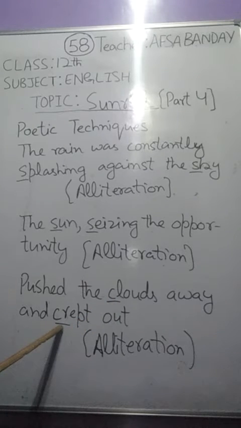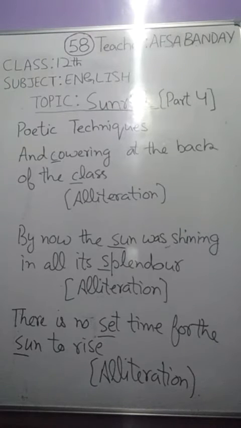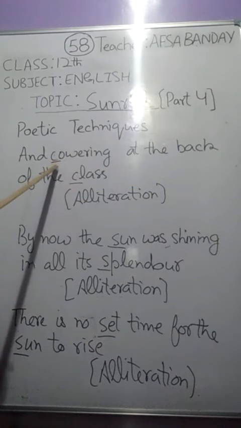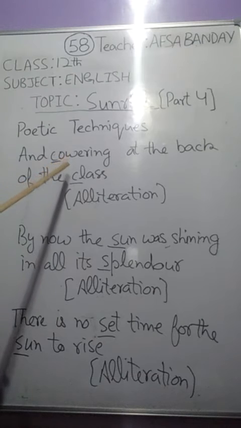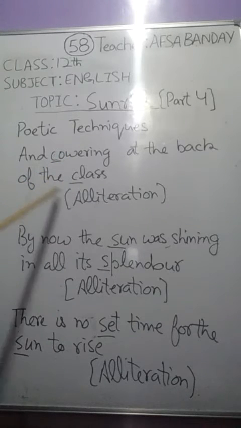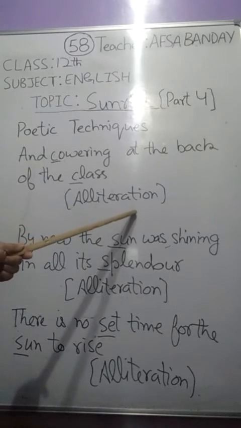Here also in this word c is pronounced as k. So it produces k sound, k sound. So it's an example of alliteration. Next, and covering at the back of the class. Cover, class. So the initial consonant sound that gets repeated is k sound. So it's an example of alliteration.